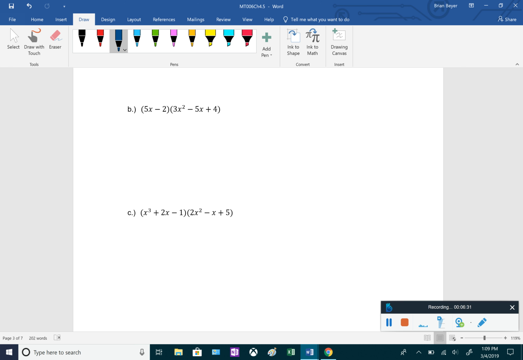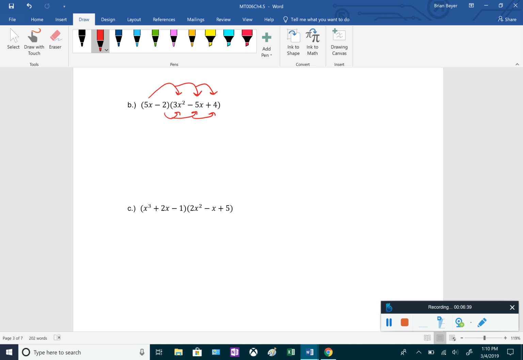Next one here, we are multiplying another binomial into a trinomial. So we have to distribute the 5x, and then distribute that negative 2. So distributing the 5x, 5x times 3x squared is 15x cubed. 5x times negative 5x is going to be minus 25x squared. 5x times 4 is plus 20x.